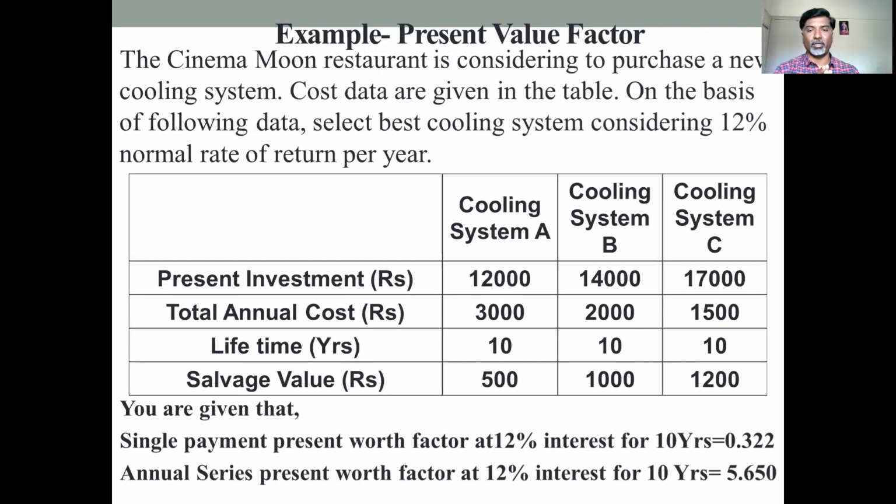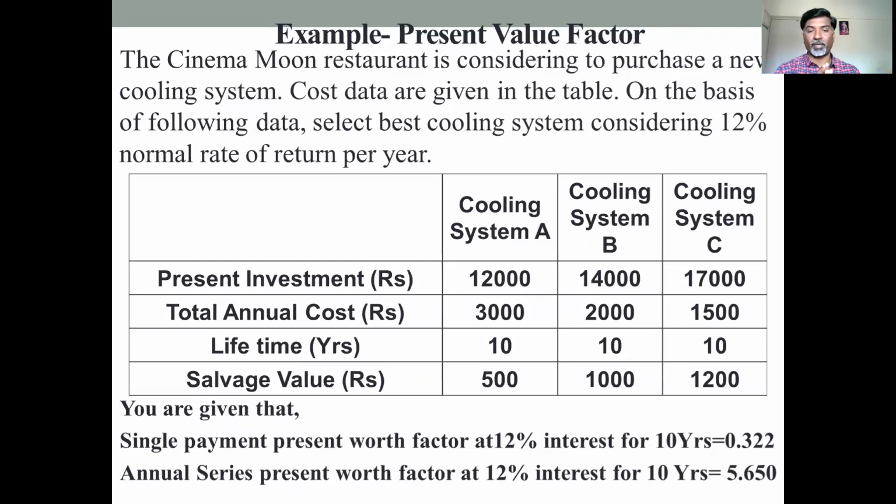And salvage value. Salvage values are nothing but some depreciation values. For machine A that is given as 500, for machine B that is 1,000, for machine C 1,200 rupees are given. Also they are given that single payment present worth factor at 12% interest for 10 years is equal to 0.322. These are the given things.